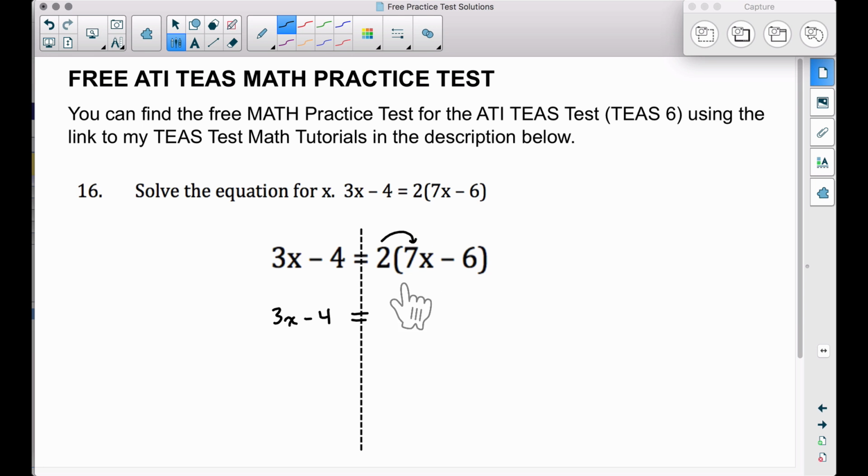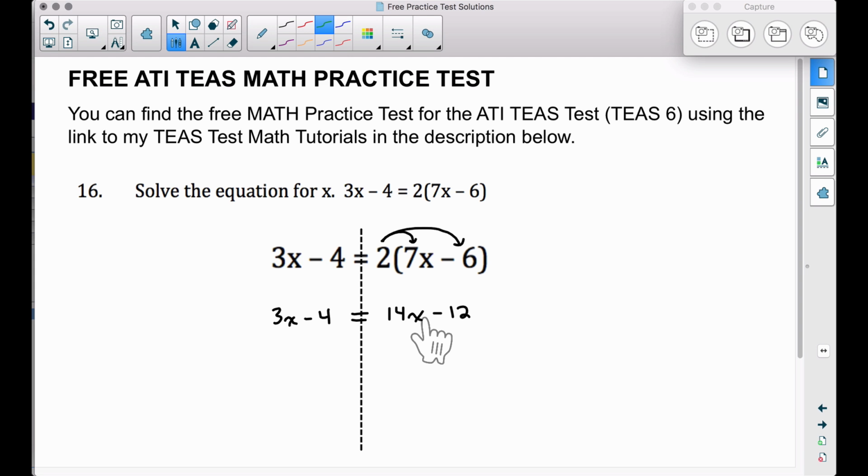2 times 7x is 14x. 2 times negative 6, yes, I do refer to that as a negative 6. 2 times negative 6 is negative 12. So we have 14x minus 12. Our goal is to get x by itself. Well, we have an x over here and an x over here, so what we need to do is get the x's on one side.